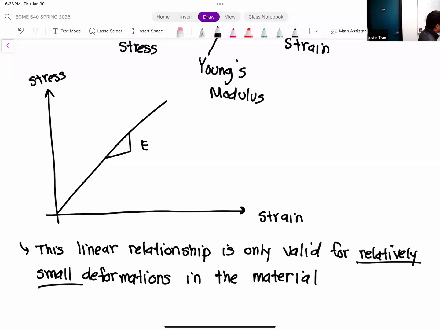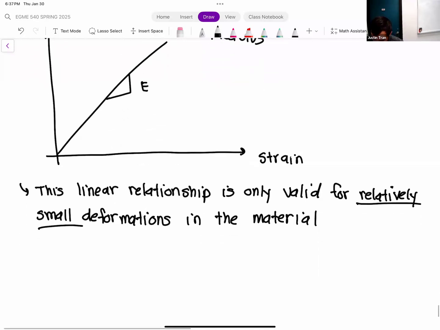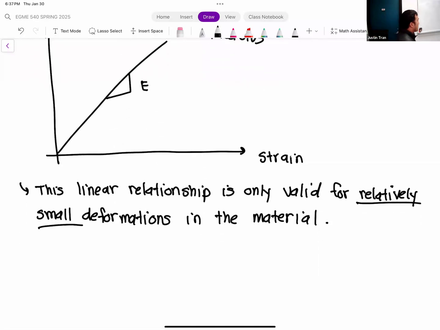So what does relatively small mean? Generally, I would say a relatively small deformation is one that is less than 10% of the total length or the total size of your part. Once you get beyond that 10% mark, then you start to get into what's called large deformation. Once you get past that threshold, the nature of the stress-strain relationship actually changes within the material. And that's the part where you start to get what's called plastic deformation.